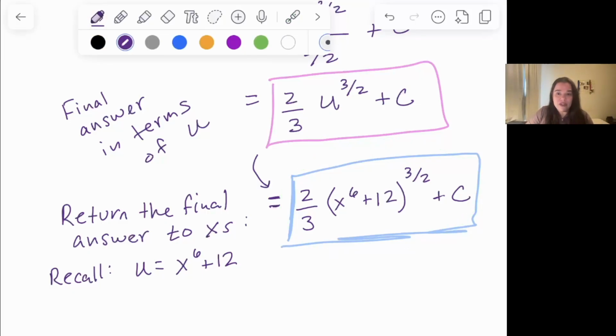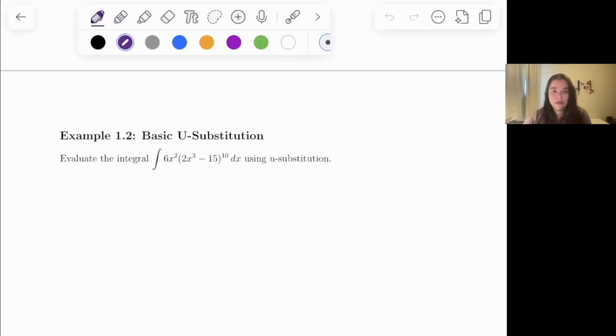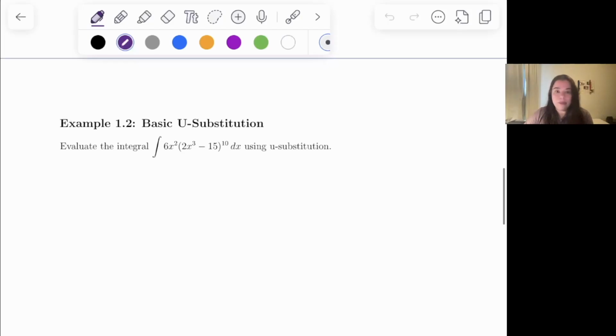This is the concept of U-substitution, and we're going to continue looking at it through our remaining examples that vary in difficulty. And of course, there are always little exceptions to U-substitution and tweaks that need to be made, so we're going to look at some of those as we proceed. So let's dive into our next example.